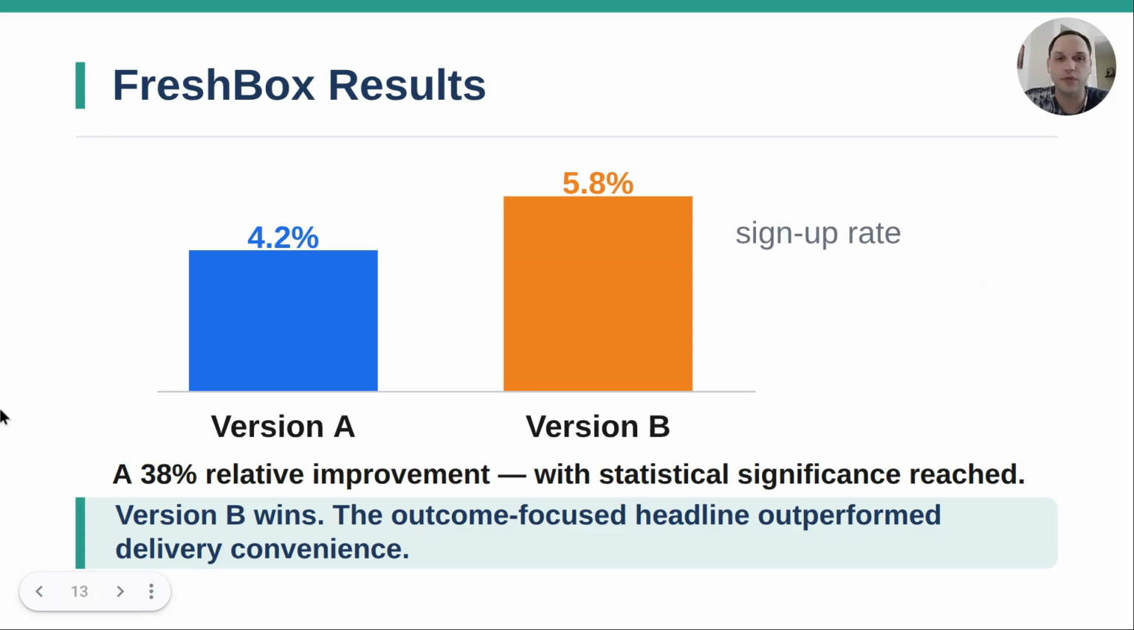Let's look at FreshBox results. Version A, fresh meals delivered to your door, got a 4.2% sign-up rate. Version B, cook like a chef in 30 minutes, got 5.8%. That's a 38% relative improvement, and statistical significance was reached. So this result isn't luck. Version B wins. The outcome-focused headline, speaking to what customers actually do rather than what they receive, outperformed the delivery-focused one. That's a real, actionable finding.